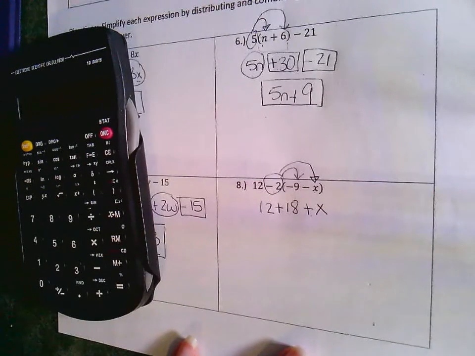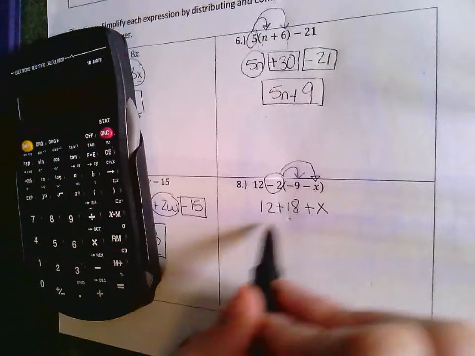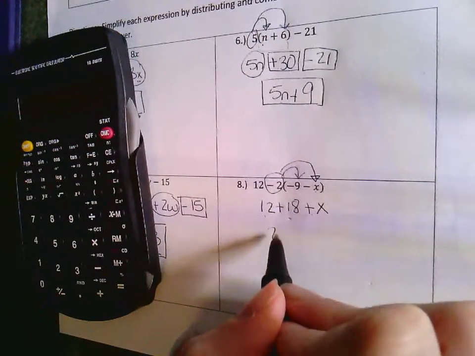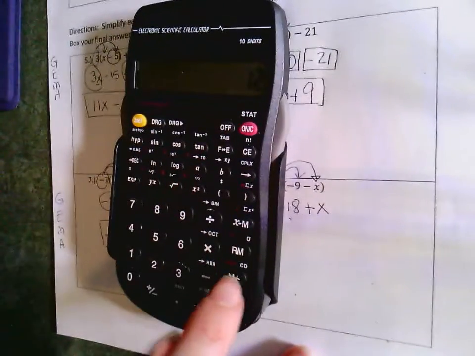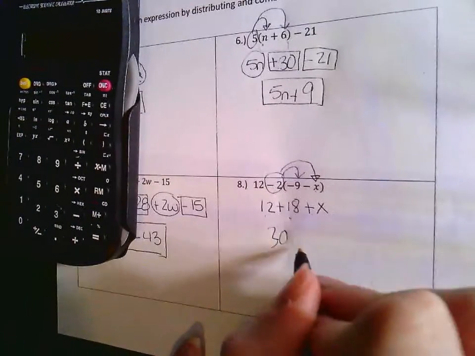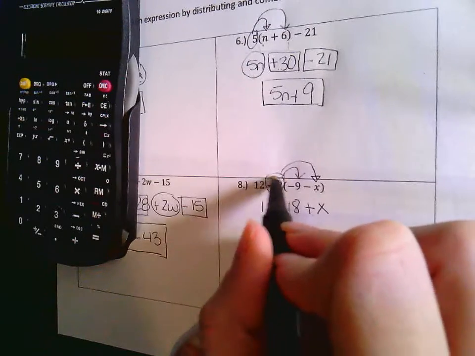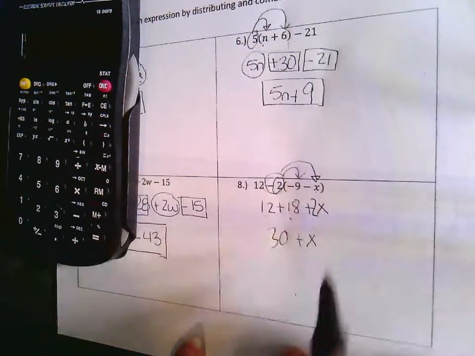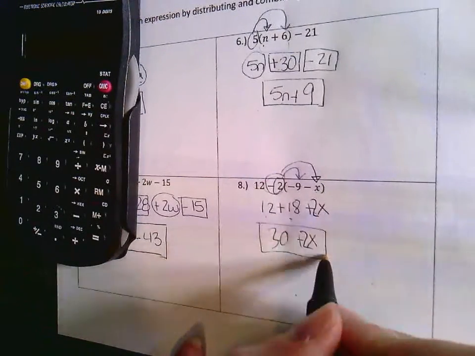How can I combine these? I would do 12 plus 18. 12 plus 18 is 30. It's 30 plus x. Oh, I made a mistake. I forgot to do -2 times x, so I should have positive 2x here. And that is my final answer: 30 plus 2x.